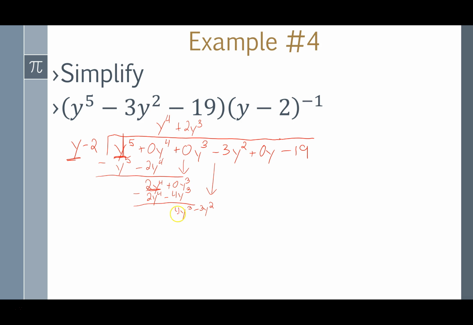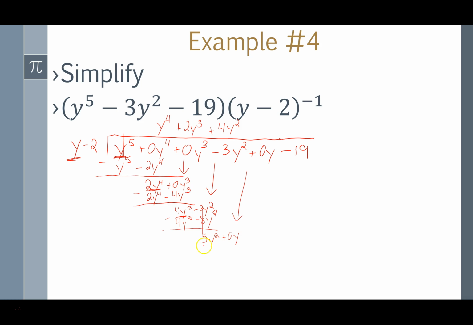Anyway, so now we divide the first terms again. 4y cubed divided by y is 4y squared. So then we multiply. We'll get 4y cubed minus 8y squared. When we subtract, the 4y cubeds cancel. Negative 3 minus a negative 8 becomes negative 3 plus 8, so it's a positive 5y squared. Then we carry down the 0y.